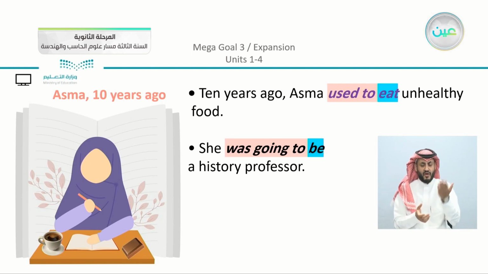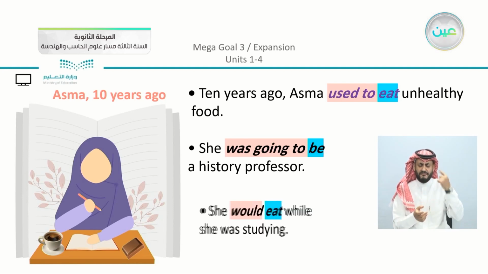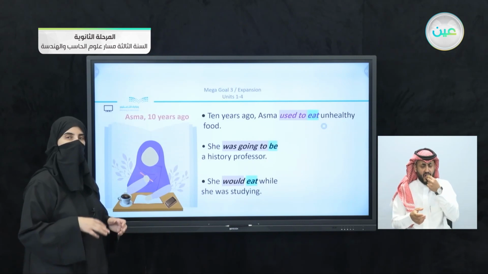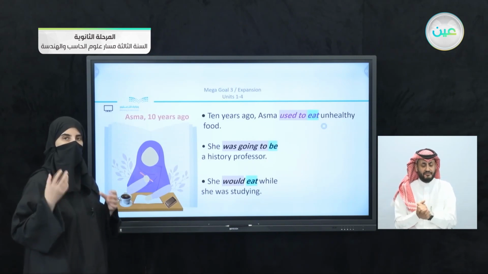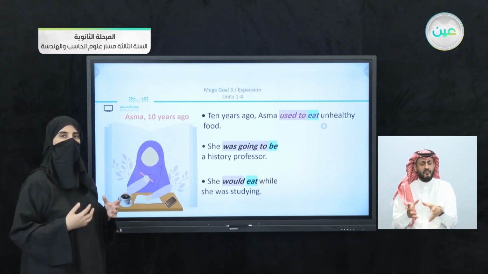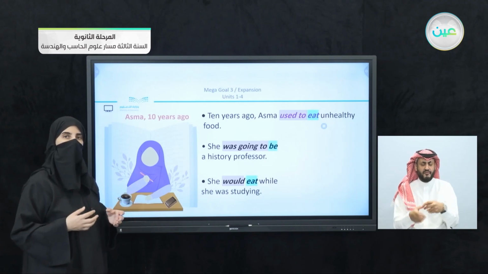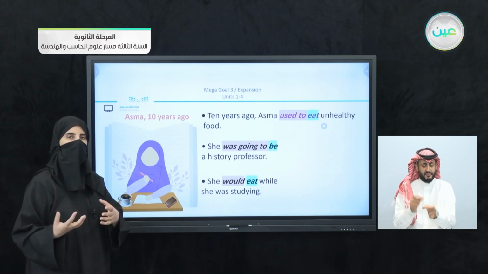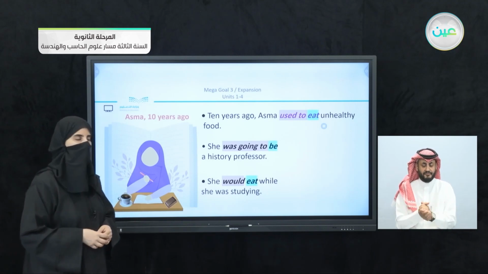She was going to be a history professor. She would eat while she was studying. Now here you can change, there is a lot of information about Asma here. You can use any type of information that you like about her that is mentioned in the book and apply the structure that you feel is suitable for it.